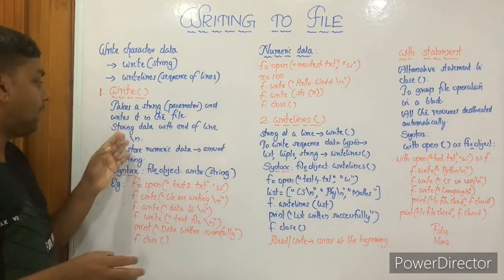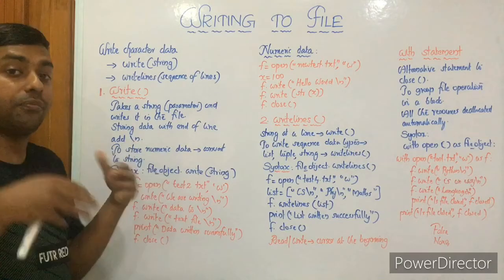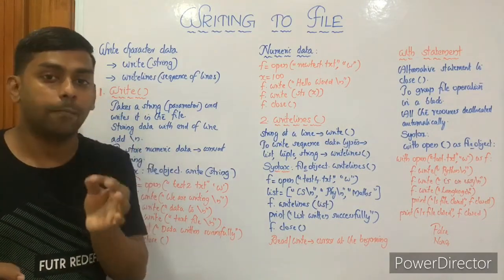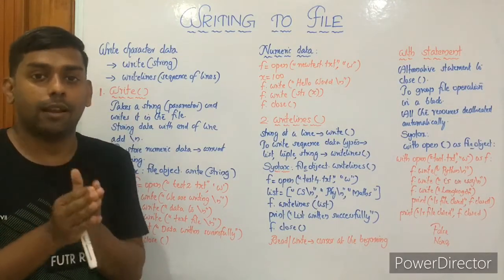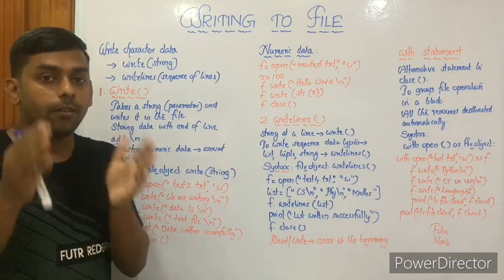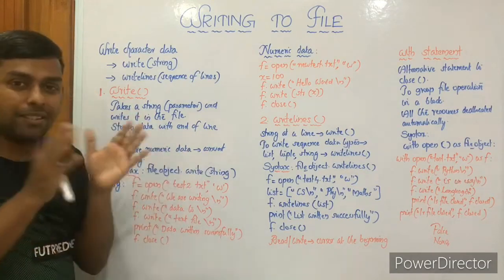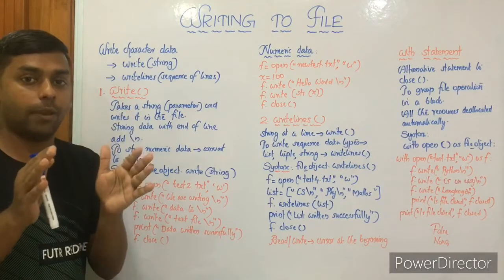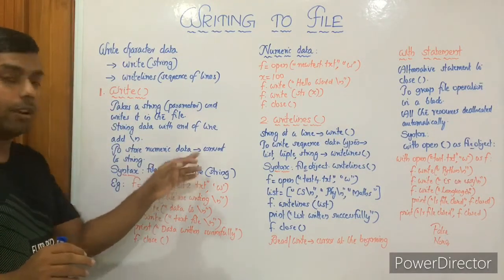So \n should be added by the user. To store numeric data, we have to convert it to a string, because the write function is designed to write data of what type? String type. If you want to write numeric data, numbers or integers, they have to be converted to string or character data. Hope you understood the basics: the write function is used to write data to a file, and \n should be added. Then here is the syntax: file object dot write, string.